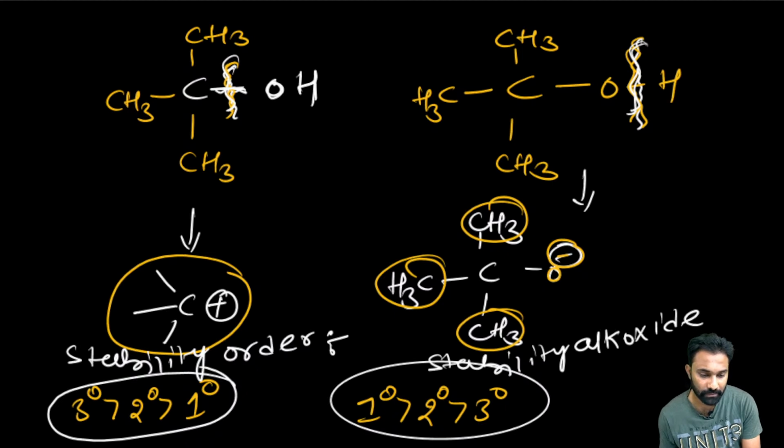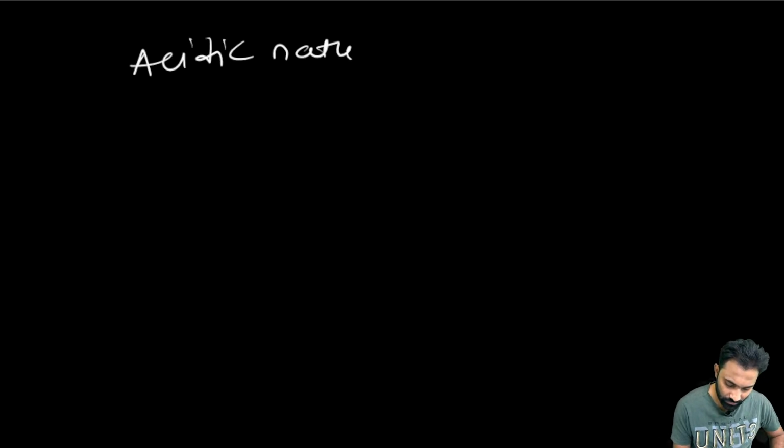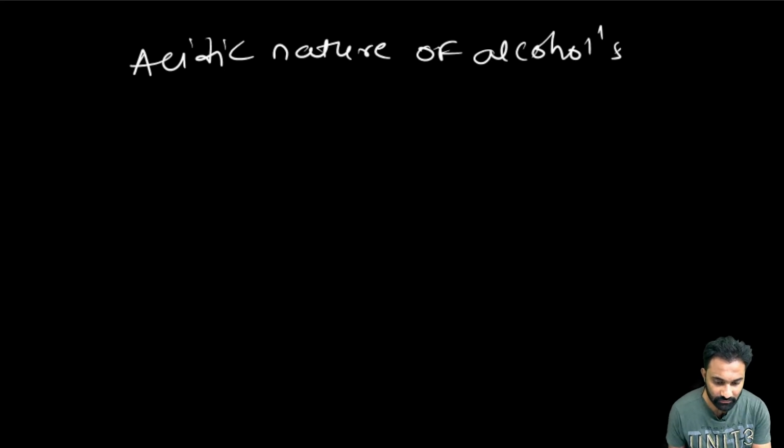Now, depending upon the bond breaking, we are going to see the acidic nature of alcohols. You have to be very careful with the acidic nature of alcohols. Based on what they are asking, we have to decide. I will write the molecules, and you have to tell me the acidic nature of the alcohols.